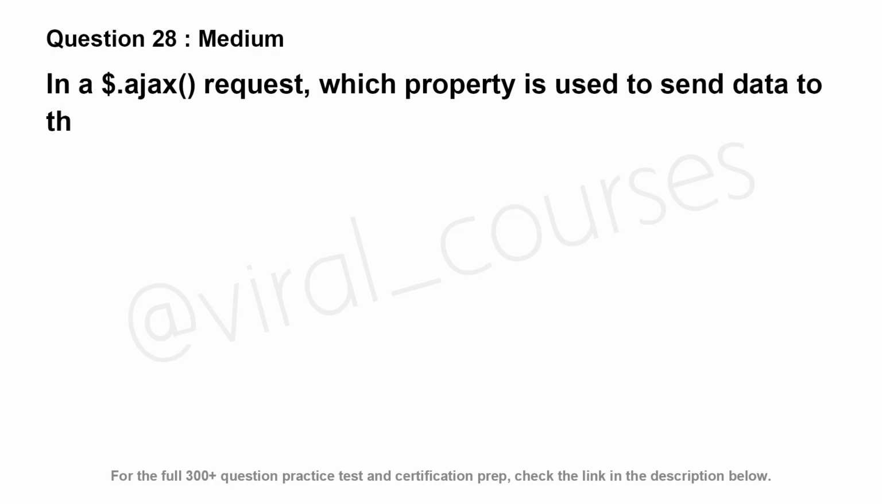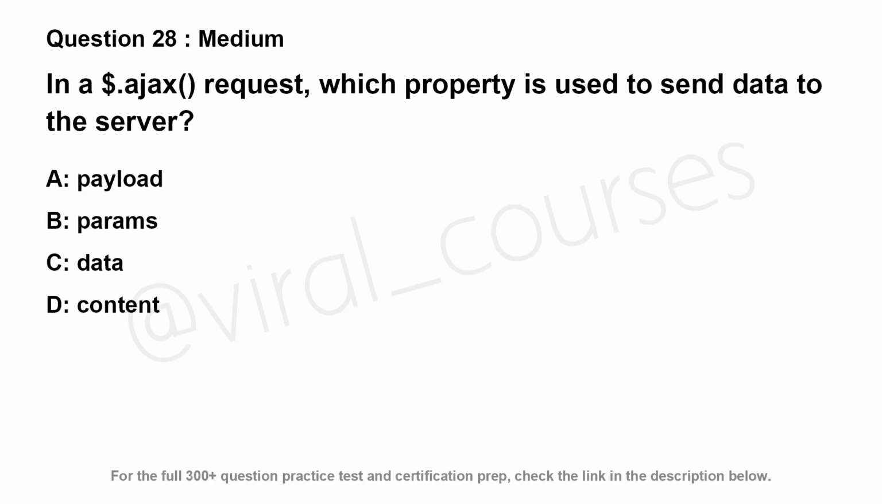In a $.ajax request, which property is used to send data to the server? Option A. Payload. Option B. Params. Option C. Data. Option D. Content.